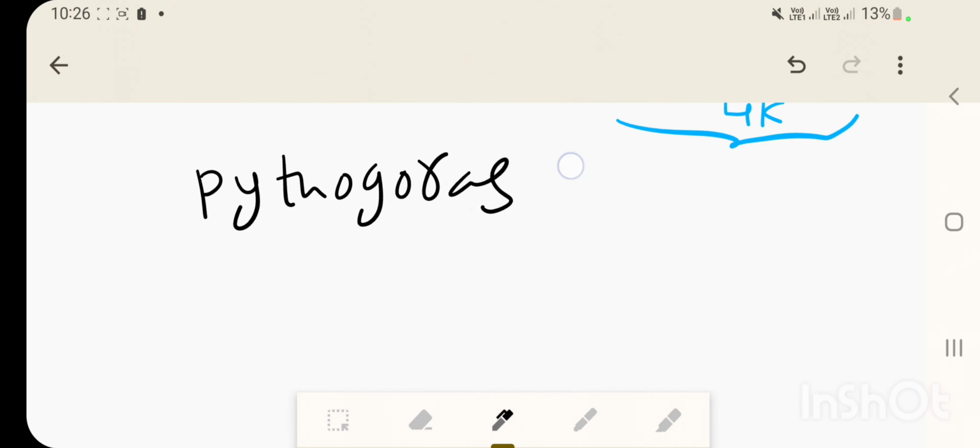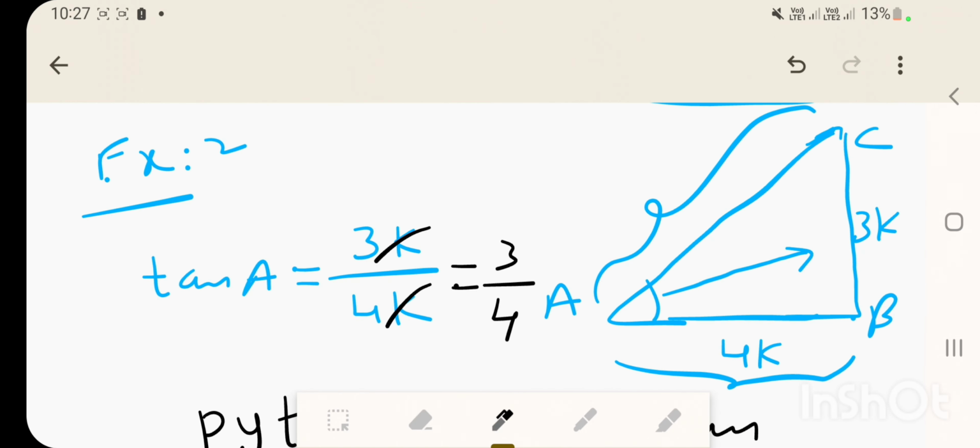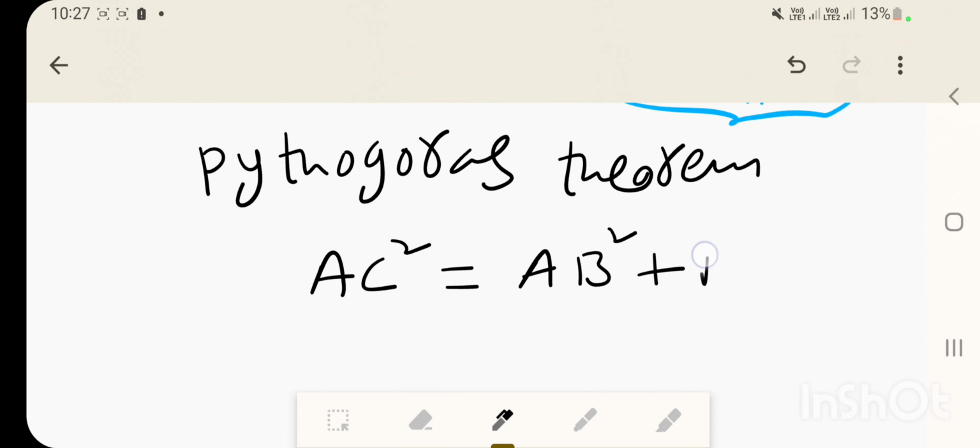Pythagoras theorem, which is used to find the length of the hypotenuse. What this Pythagoras theorem states: the square of the hypotenuse is equal to the sum of the squares of the opposite side and adjacent side. That is, AC is the hypotenuse, so AC square is equal to BC square plus AB square. This is what the Pythagoras theorem states.